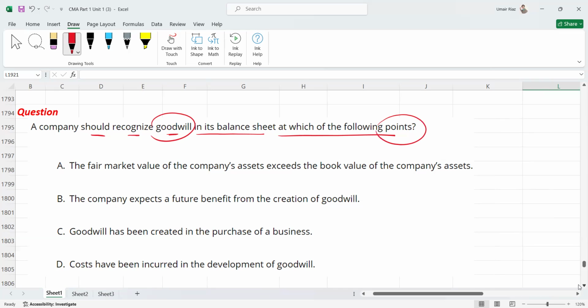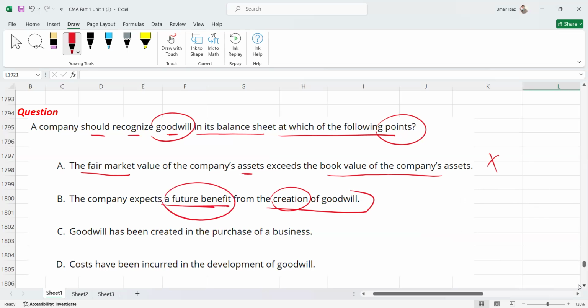So they're saying number one first. So when is goodwill recognized? Here, the fair market value of the company's assets exceeds the book value of the company's assets. So is goodwill recognized? No, not in this scenario. Then the company expects a future benefit from creation of goodwill. Guys, internally created goodwill we don't record, and by the way, expecting future benefits is the definition of an asset. Okay, not a recognition of goodwill.